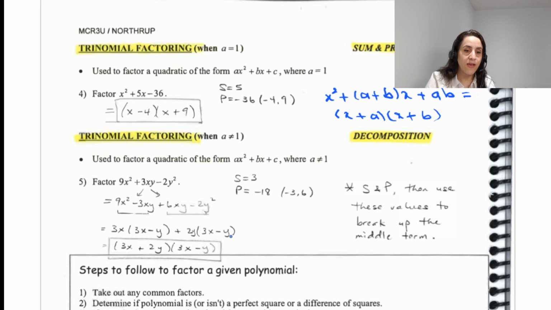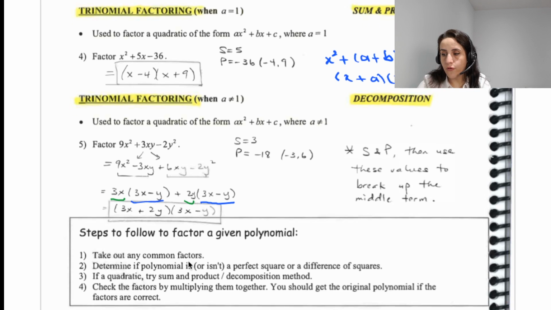Again, common factor. Here as you see, 3x minus y and 3x minus y is a common factor. Then I can use 3x and 2y adding up together, and 3x minus y is going to be the common factor sitting beside.